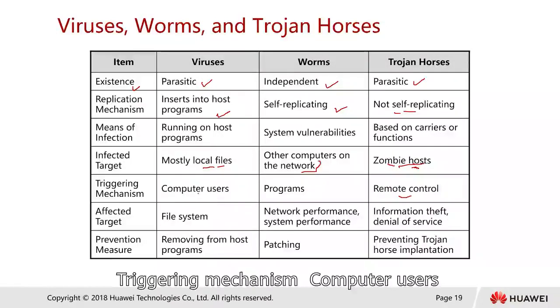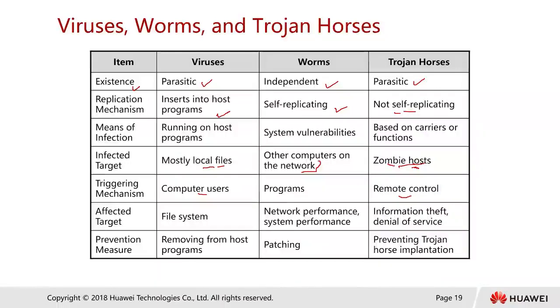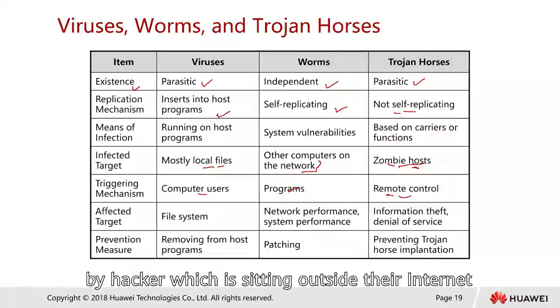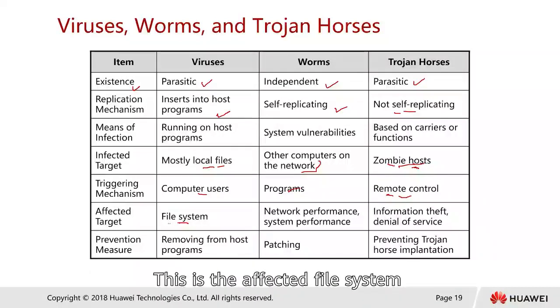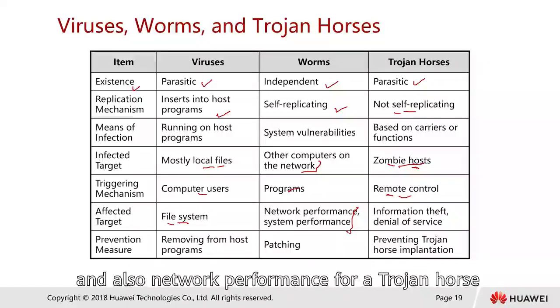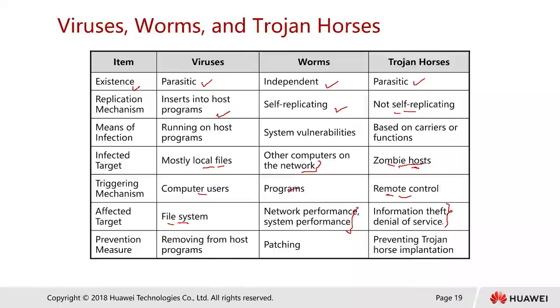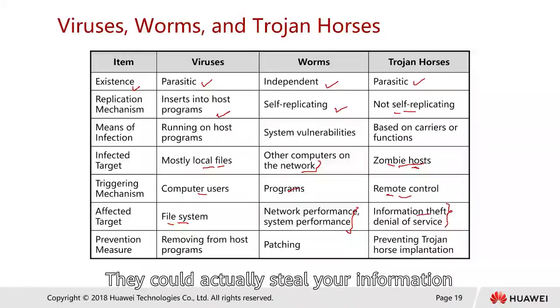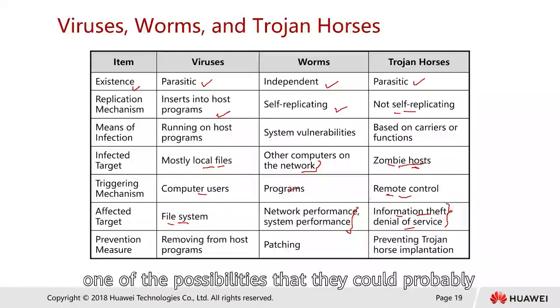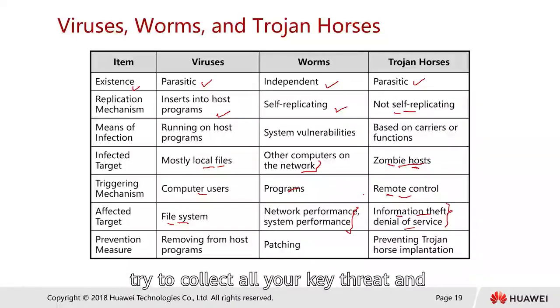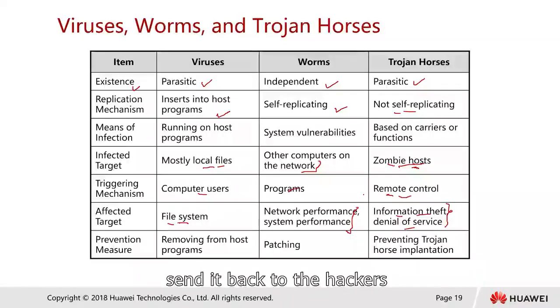Trigger mechanism. Okay. For a virus, the computer user triggers it. For a worm, this is triggered by a program, and for a Trojan horse, this is by remote control by a hacker sitting outside there on the internet. Affected target: a virus affects the file system. A worm affects the system performance and also network performance. A Trojan horse could steal your information and also perform denial of service. Like, for example, I mentioned before, one of the possibilities is that a Trojan horse tries to collect all your keystrokes and send them back to the hackers.